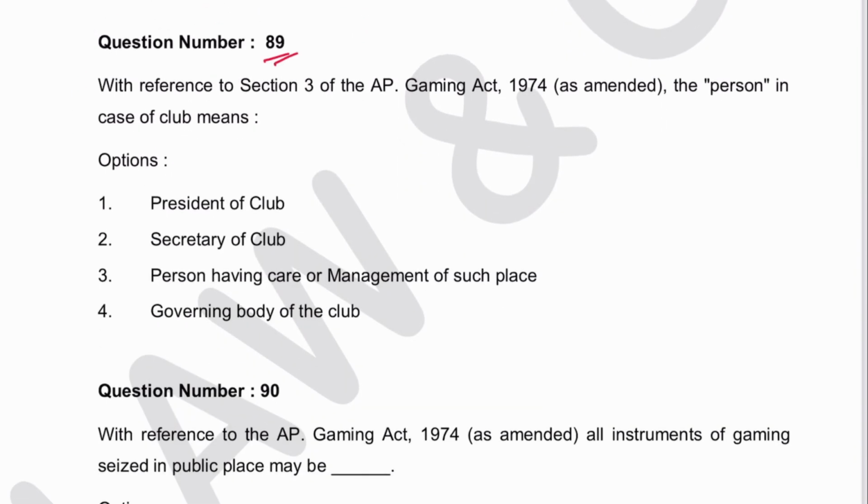Next, 89. With reference to section 3 of AP Gaming Act, the person in case of club means president, secretary, every person having care and management, person having care and management of such place. 3 is the answer.